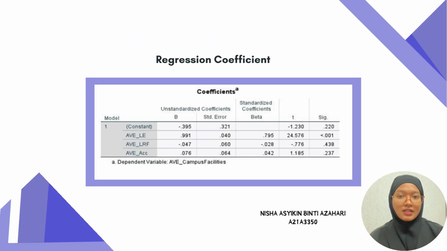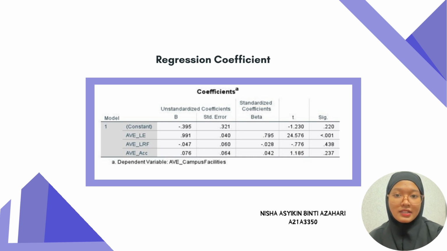Third is regression coefficient. As the equation above, learning environment and accommodation have a positive relationship with campus facility among students in University Malaysia Kelantan, while campus facility and limited recreational facilities have a negative relationship with campus facility among students in University Malaysia Kelantan. Learning environment is the predictor variable that contributes the highest to the variation of the campus facility among students in University Malaysia Kelantan.